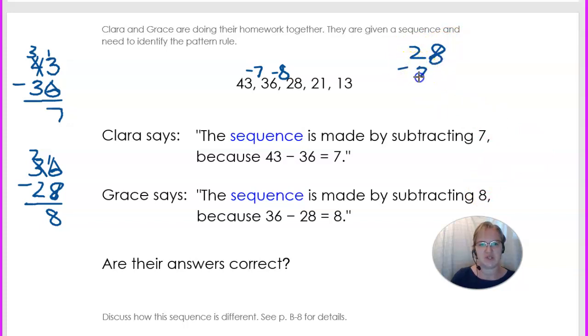What about 28 minus 21? 8 minus 1 will be 7, and 2 minus 2 is 0. So the gap here is minus 7.